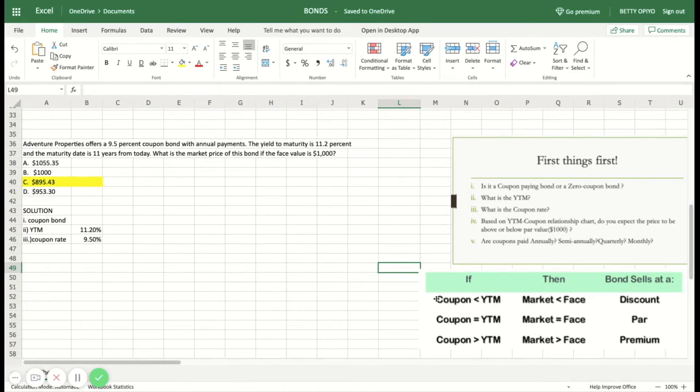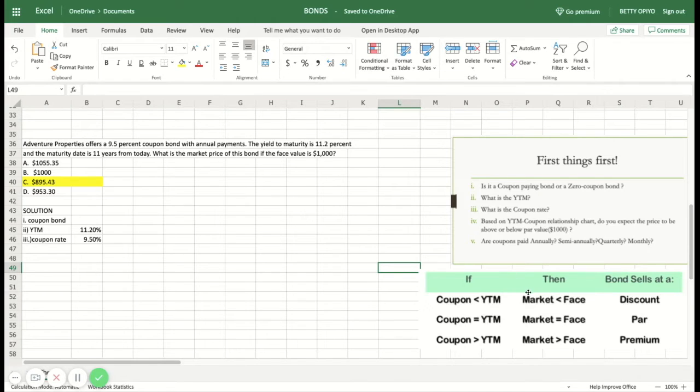So it's the very first rule here. We expect that the market price of this bond will be less than the face value. So we expect the price to be less than 1,000 because the face value is given as 1,000. That shows that this bond will be selling at a discount, right?